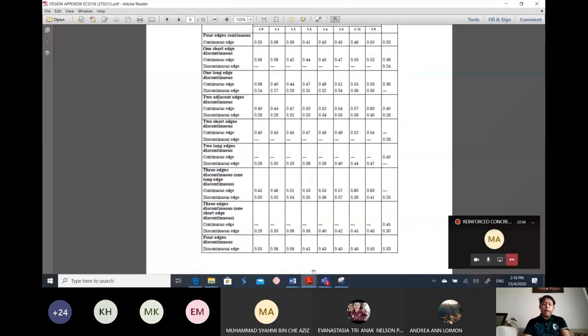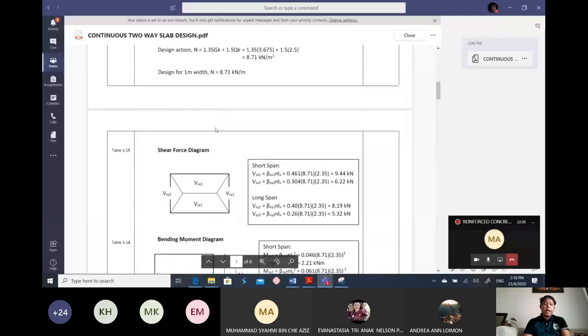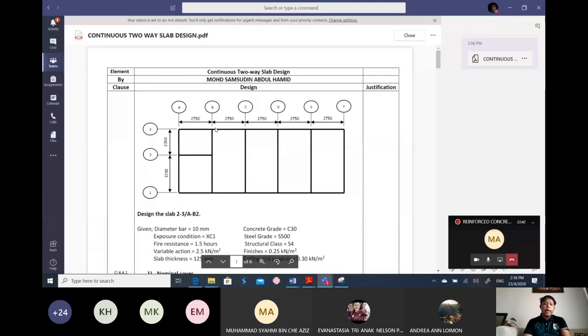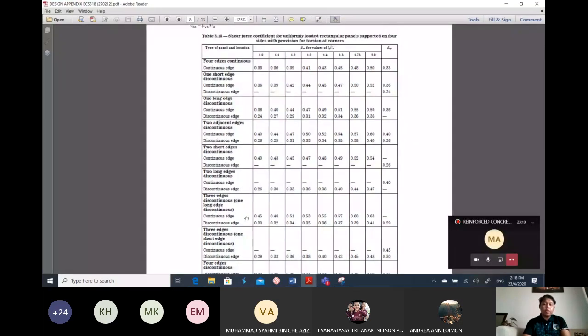So you have to choose the right cases. Based on our case here, because this slab is located at the corner here, therefore this slab is considered as two adjacent edge discontinuous. Two adjacent edge, maksudnya dua sisi yang berbucu di sini, bertembung di bucu ini tidak bersambung. Okay, so kita tengok dia adalah case which cases. Two adjacent edge discontinuous.